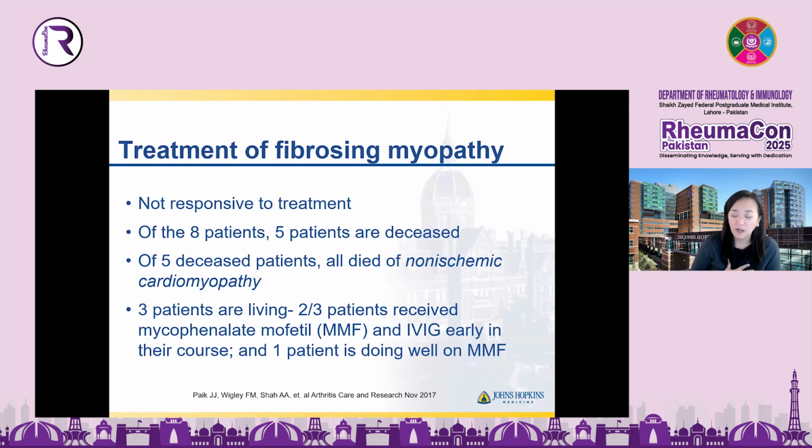We still don't know. We are trying to collect all of our cases. We've certainly collected a lot more in the past 5 years, and we're working on a paper right now to give an update on the patients we have collected, in addition to these 8 patients that were initially reported in 2017. Unfortunately, a lot of these patients died, 5 out of the 8, and all of them tended to die of non-ischemic cardiomyopathy. The patients who were living were treated with MMF, or mycophenolate, and IVIG early on in their course. And one patient was just doing well on MMF, and these patients are still doing well at this time.